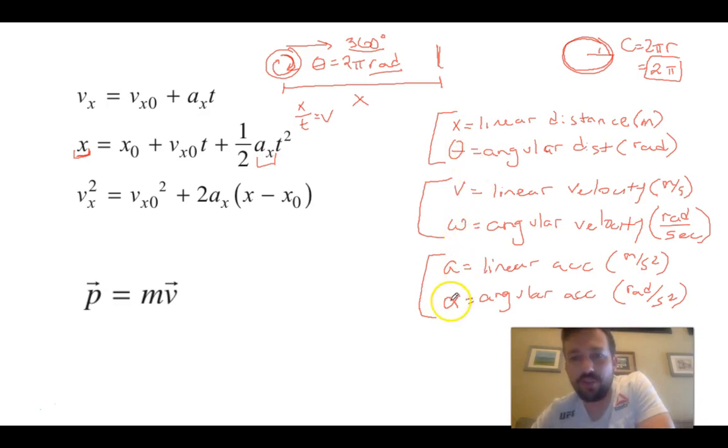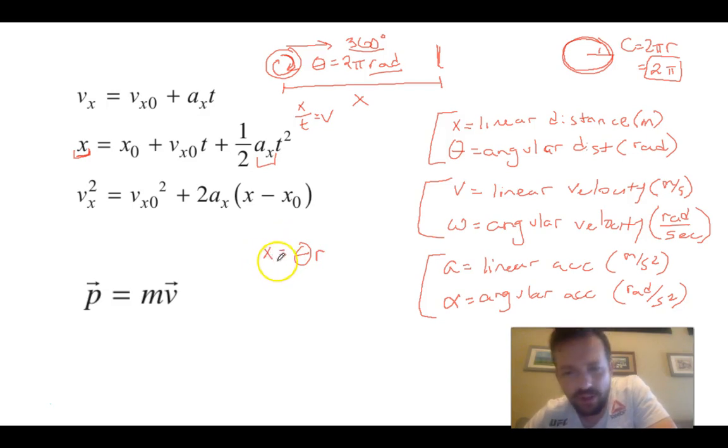And to switch between them, I have that on the next slide, but I think I should just get over it now. To switch between these two things, you just have to multiply by r. Okay, I'm going to give the formulas first. To switch between angular distance and linear, you multiply theta by r, and it'll tell you how far it's traveled linearly.